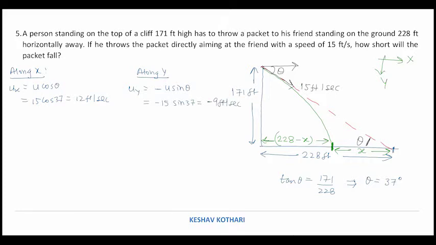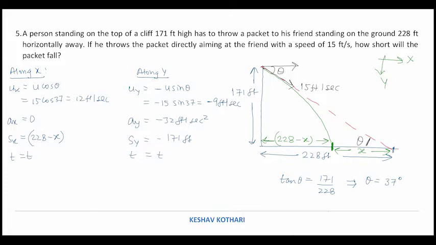Now the acceleration along the x-axis is 0, and along the y-axis the acceleration is equal to minus 32 feet per second squared. The displacement along the y-axis is equal to minus 171 feet, that is the total distance between the point of throwing and the ground, and the displacement along the x-axis can be written as 228 minus x. So we connect them by time, so we are taking t as a variable. So the first equation that we frame is to calculate t.